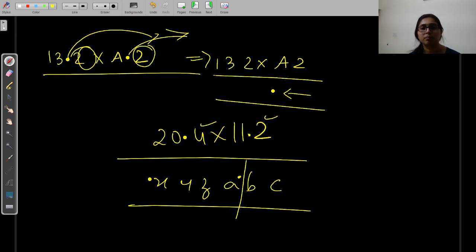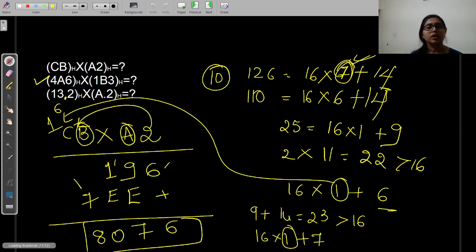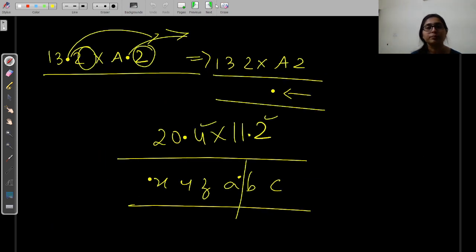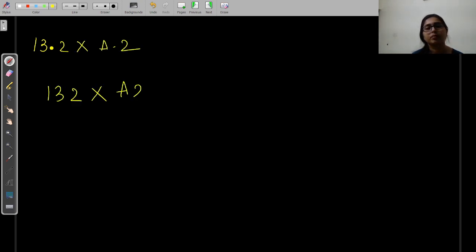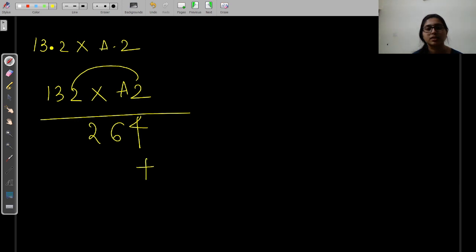Otherwise, everything is the same. You are going to follow the same procedure. Next, this is 13.2 into A.2. If you want, I can solve this and show you. 132 into A2. 2 2s are 4, right as it is. 2 3s are 6, as it is. 2 1s are 2, as it is.